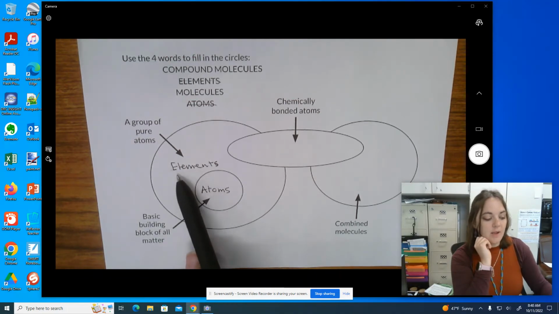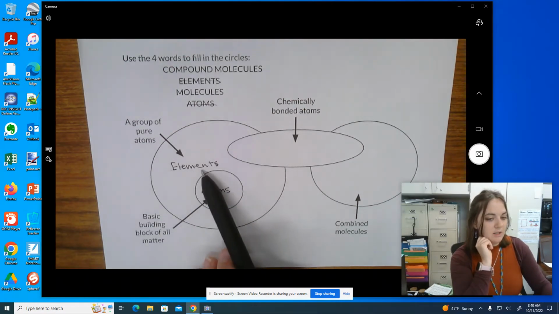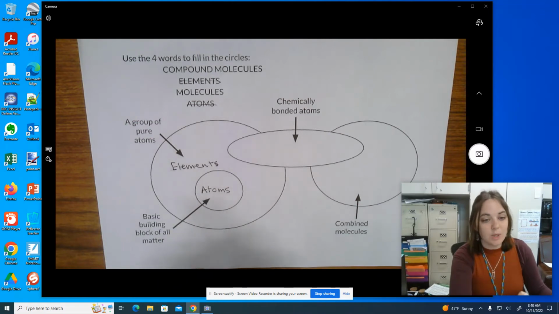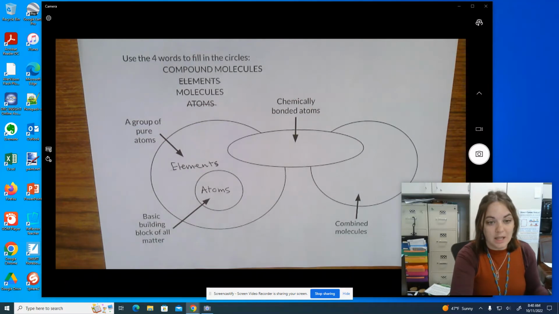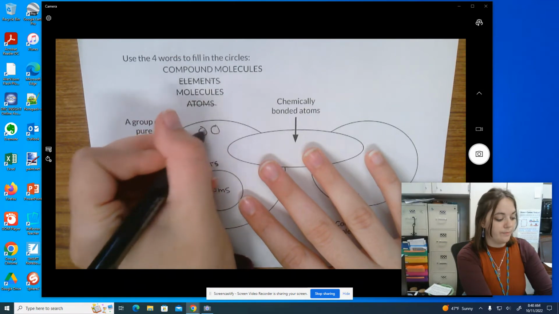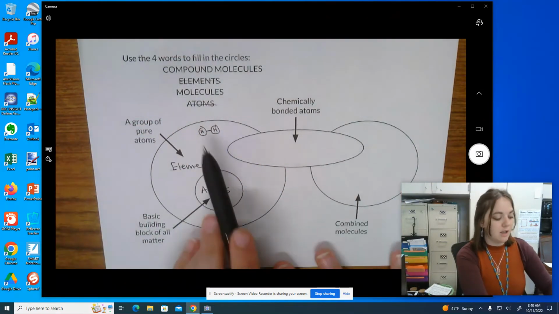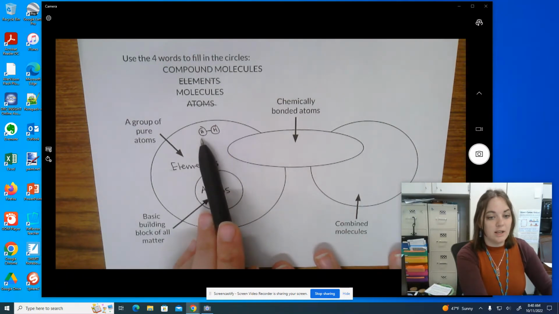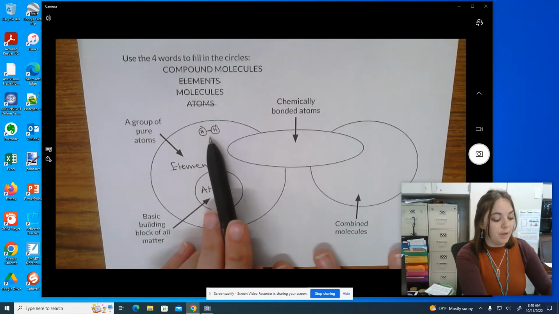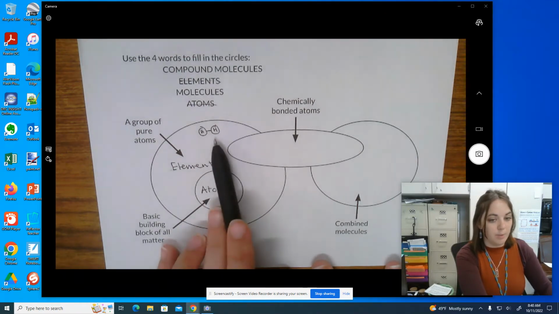Okay. Now the reason why elements is a bigger circle is because some elements are not single atoms. Sometimes we can have an element of 2 or more atoms bonded together that are the same type. So an example would be if we have 2 hydrogens. Do you see how those 2 are bonded together? It's still an element because they're the same kind, but because they're bonded together, we're not going to call them single atoms because they're not single. They're bonded together. So this would be considered a molecule.